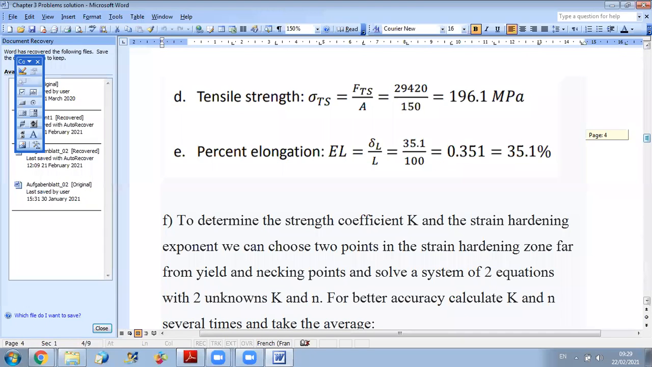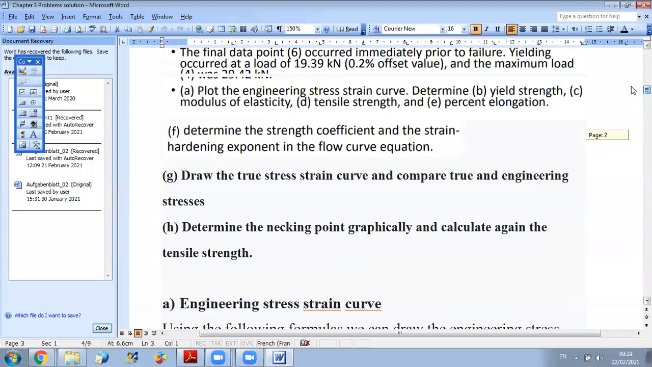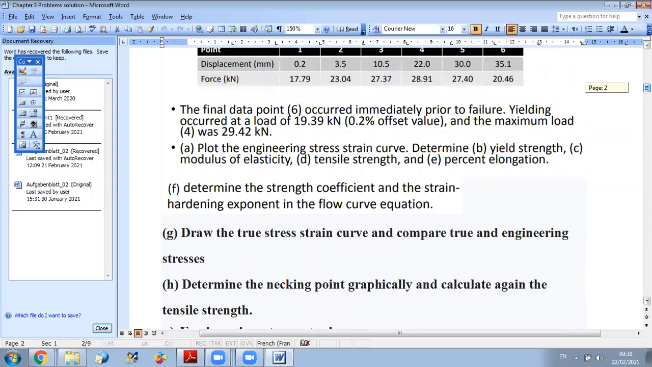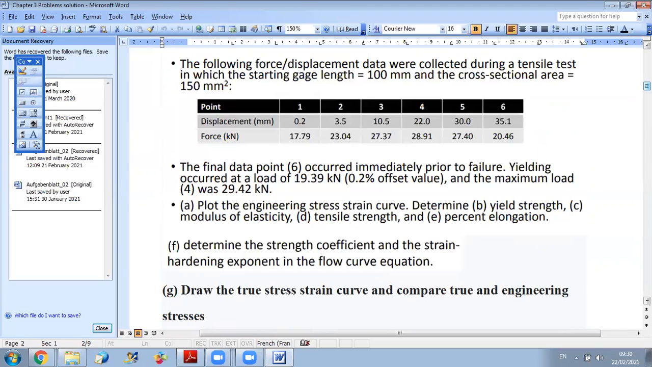Now, part F, determine the strength coefficient and the strain hardening exponent in the flow curve equation. Whenever I have to find the strength coefficient and strain hardening exponent, what I should do is I should consider any 2 points in the strain hardening zone. What is the strain hardening zone? The strain hardening zone is between the elastic and necking zone.